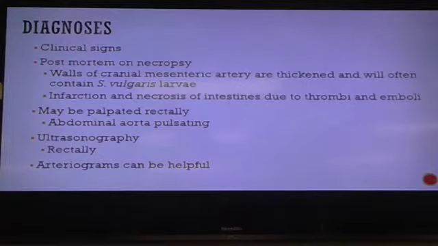You can also palpate rectally, and you can feel the aorta. Your aorta is going to be very firm, and you're going to feel it pulsating along with the heartbeat. You can also use ultrasonography rectally to see the blood flow, and arteriogram is a more complicated method. It's kind of an X-ray, but for arteries and vessels. You can use that to also see the blood flow and see where the pathogen is coming from.